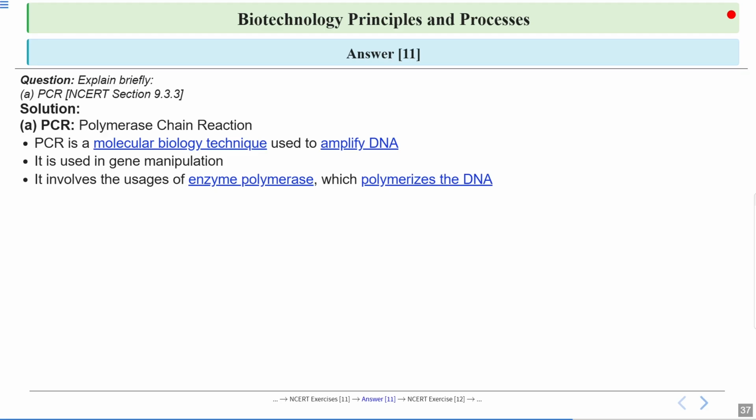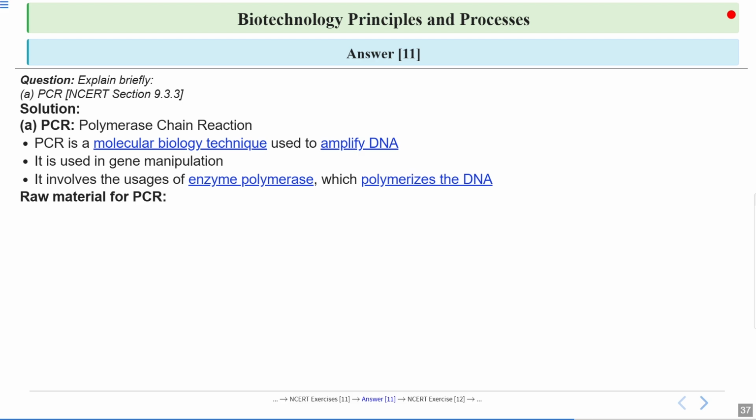Whose gene? Host genome. So it involves the usage of the enzyme polymerase, which polymerizes the DNA. So in this machine, you use an enzyme that is called enzyme polymerase, right? And that is used for the polymerization of DNA. So that could be called DNA polymerase. But this DNA polymerase is quite different from the other cell.